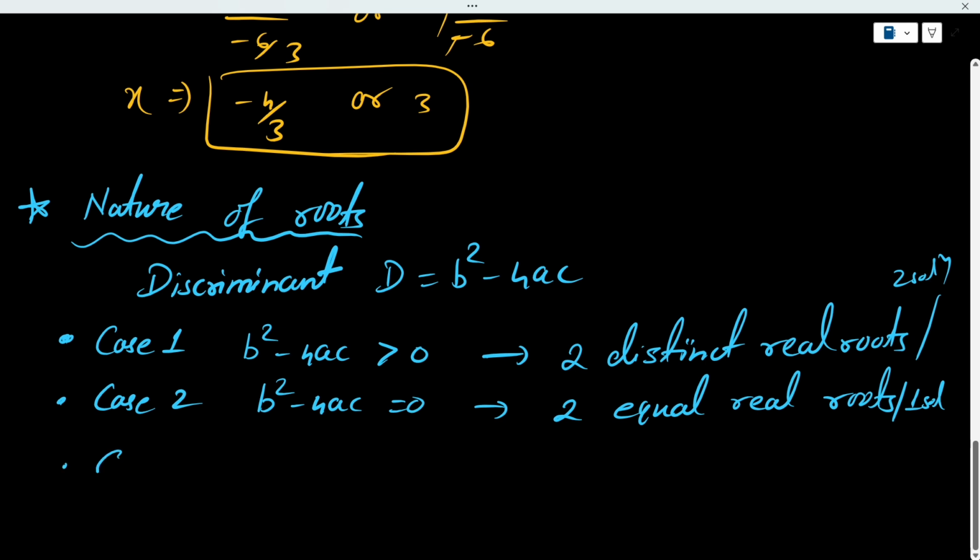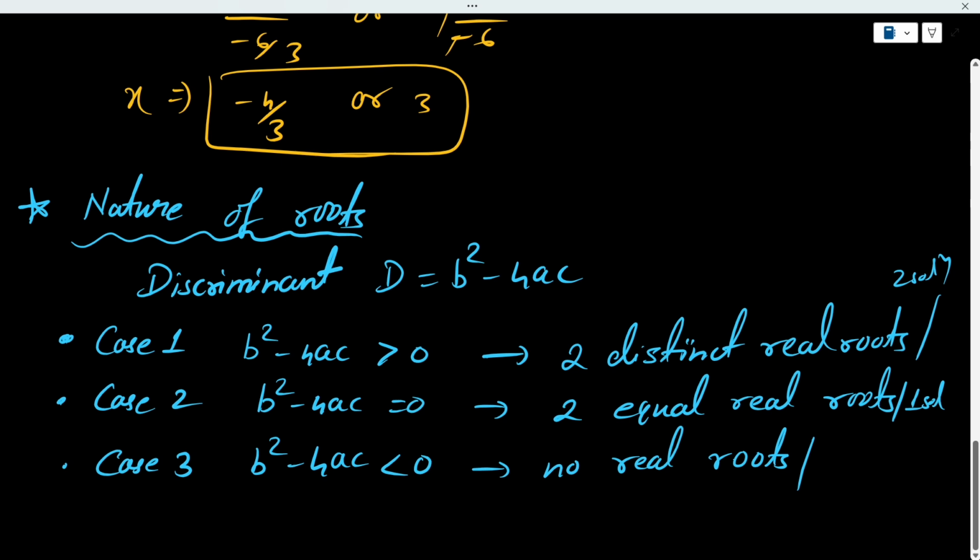Then case 3 is, you can get the value of b² - 4ac as less than 0. So this is called no real roots. What is the meaning of real roots? Your root value cannot be inside the square root, you cannot have a negative value. So sometimes these are called imaginary roots also.